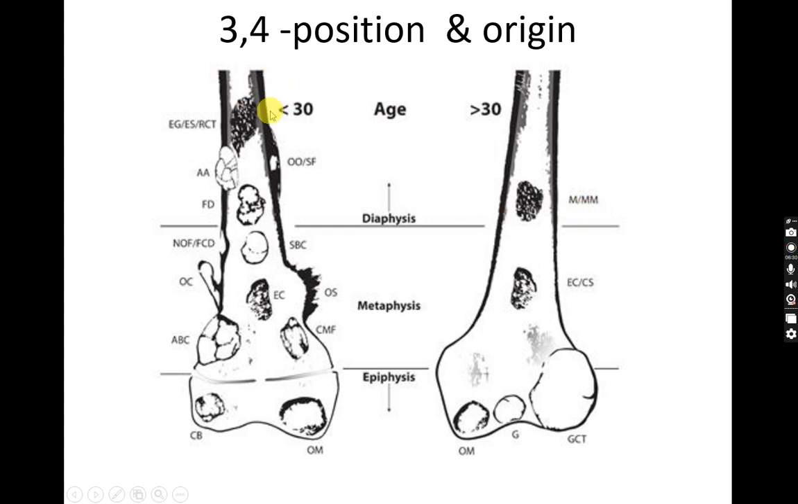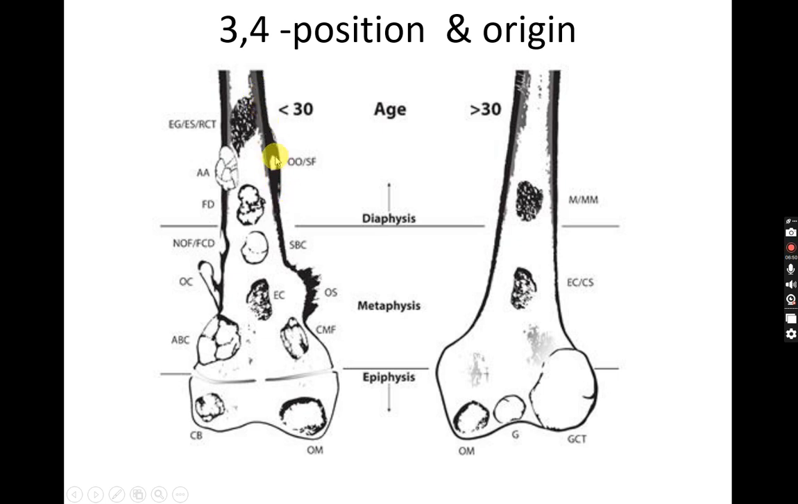Then coming to the early age group, below 30, here the epiphyseal growth plate is not fused. In that, epiphyseal lesions are chondroblastoma and osteomyelitis. Okay, and we will first see the cortical lesions.